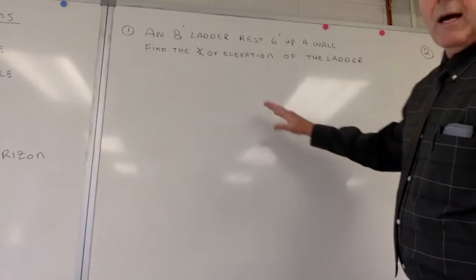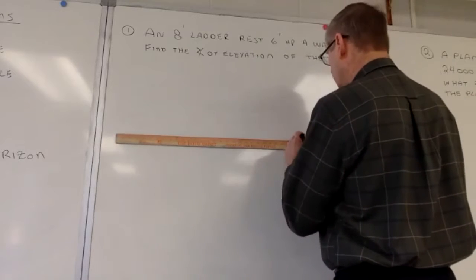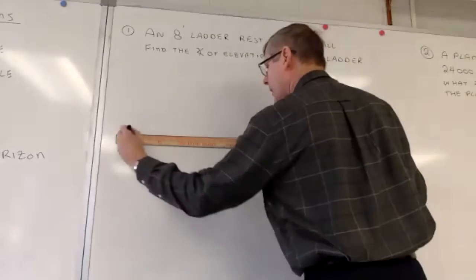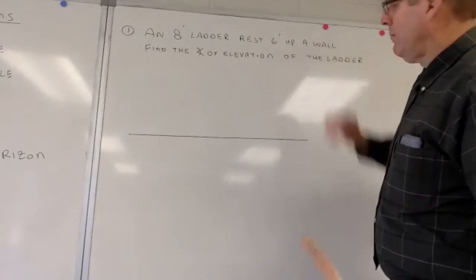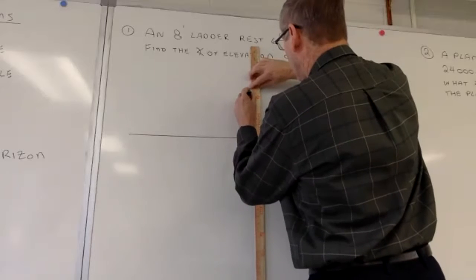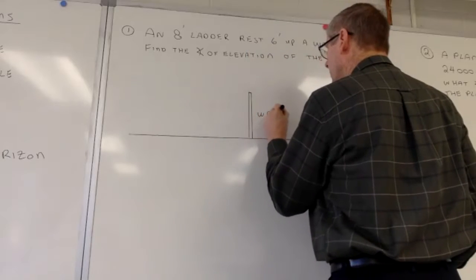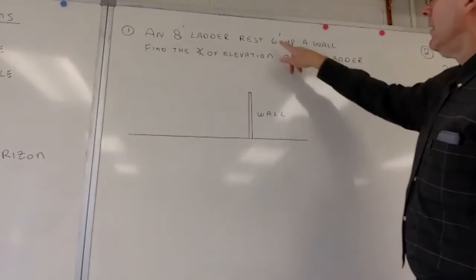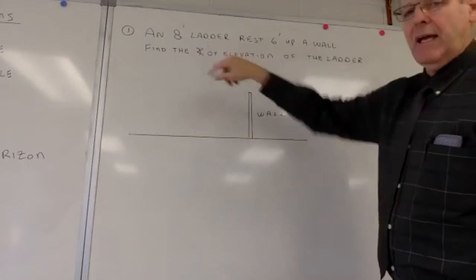The first thing that I would see in this problem is I know I need a horizon. And it looks like the horizon in this problem is simply the ground. And I have a wall, so I'm going to show my wall. Okay, so there's my wall. And I know I have a ladder. The ladder goes 6 feet up and it's 8 feet long.